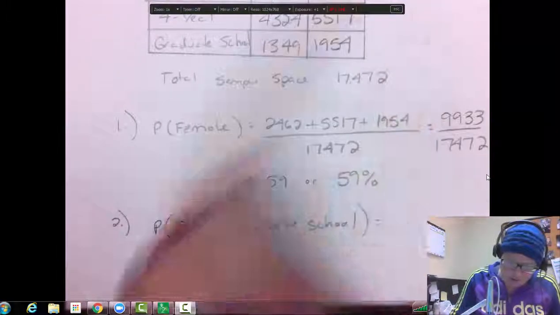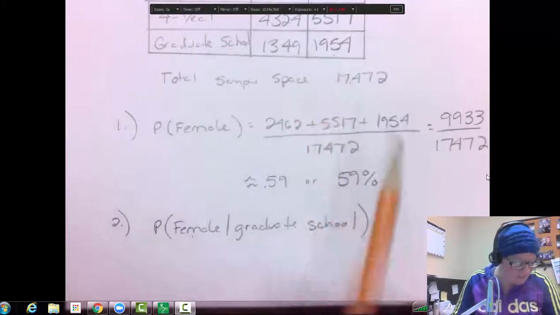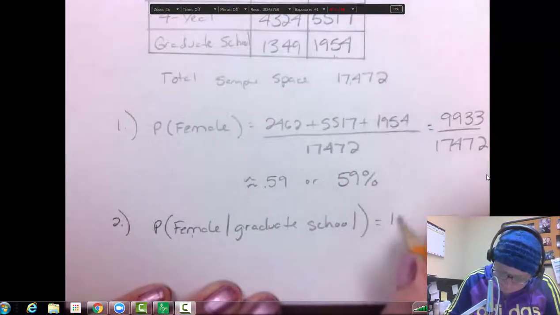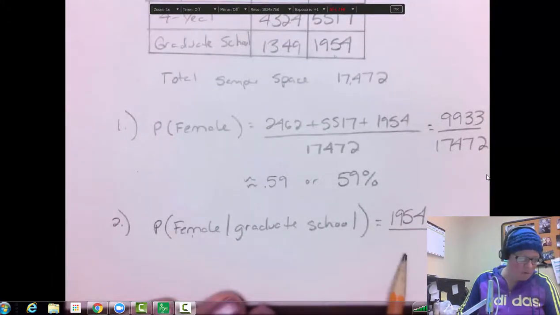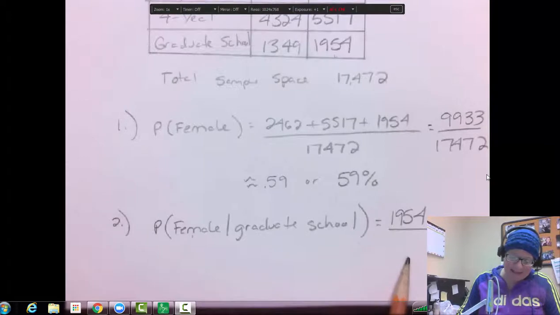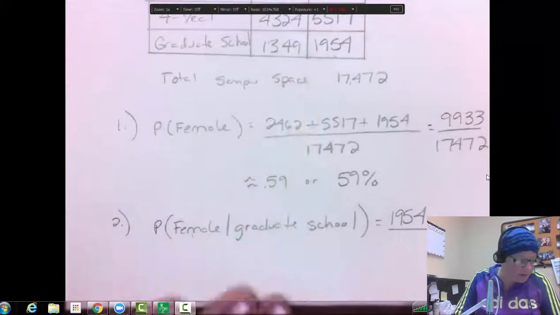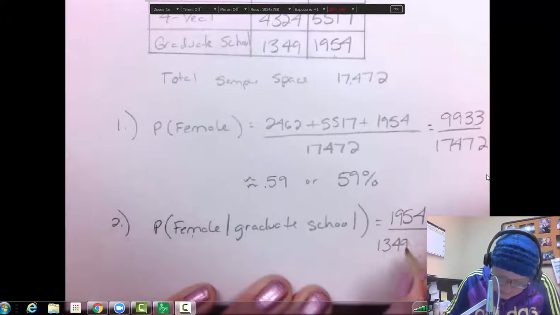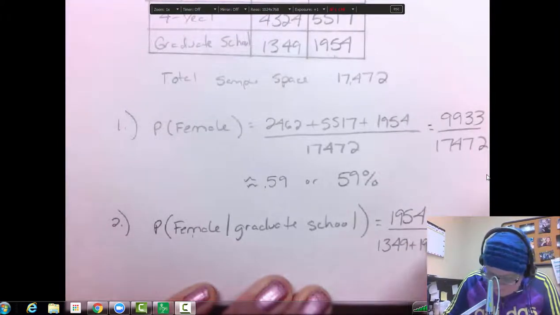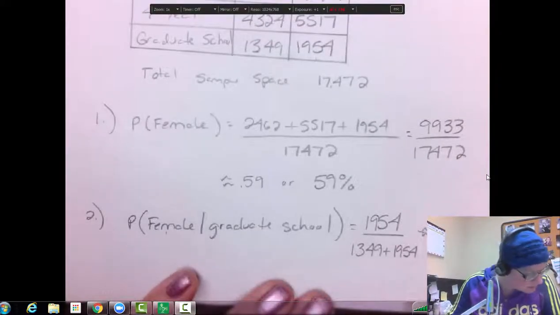So look at our chart. Graduate school and female is 1954. But I'm not asking of the total number here. What I'm asking for, my sample space, is graduate school. So that's just these two numbers added together: 1349 plus 1954.